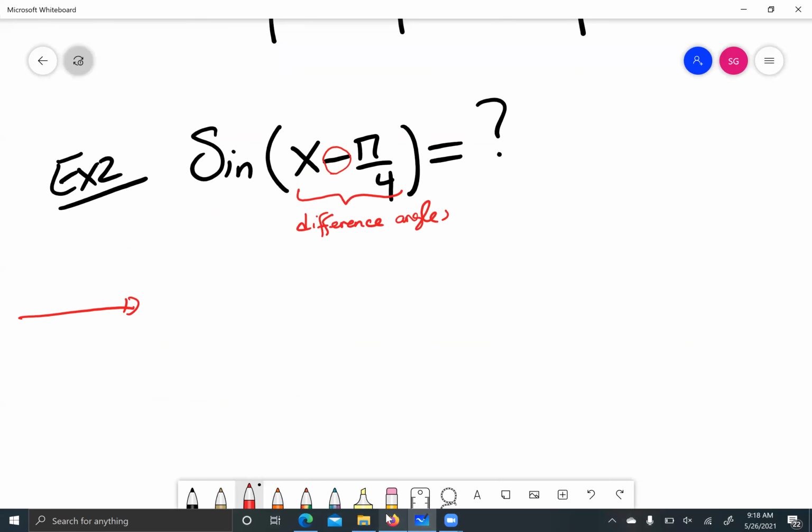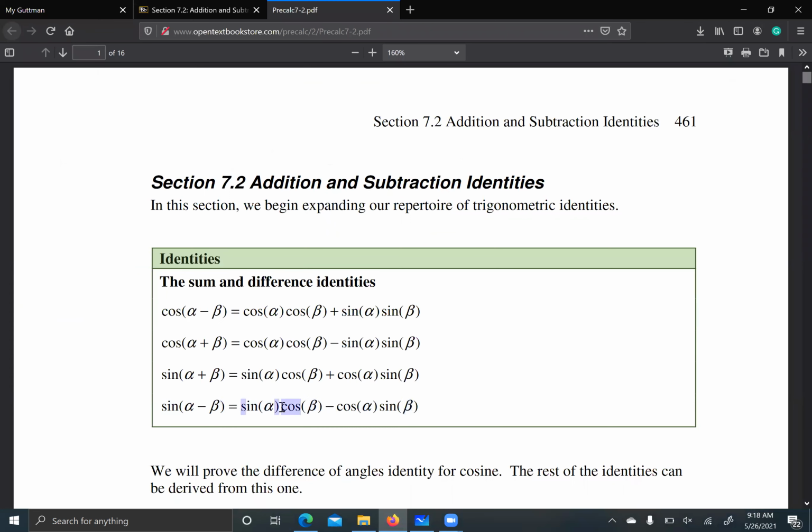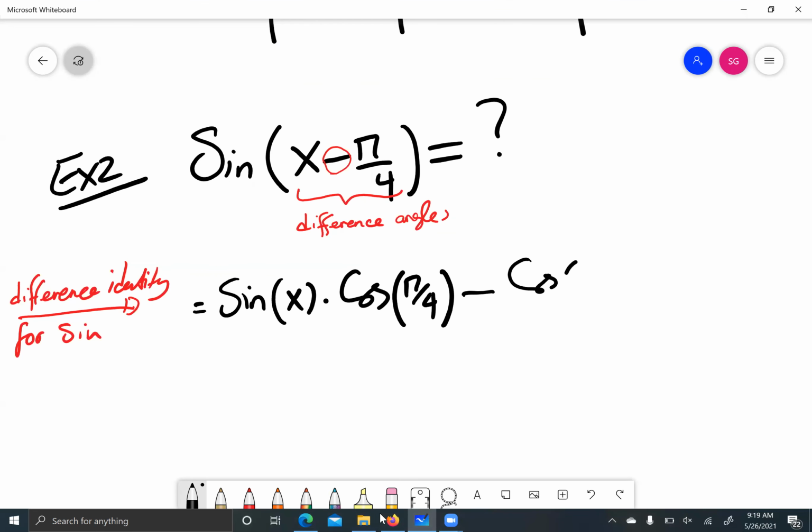So here I'm going to apply the difference identity for sine. So it's going to be sine of the difference of two angles. It's going to be sine of the first times cosine of the second, minus cosine of the first times sine of the second angle.